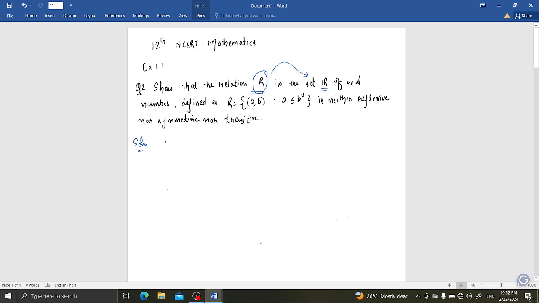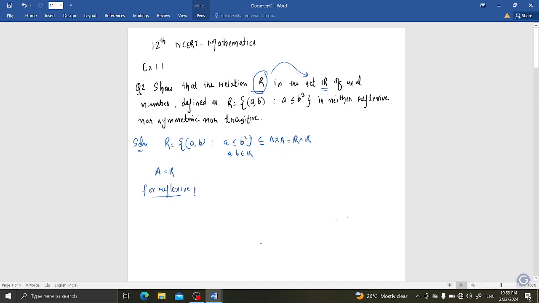Okay, so what is the relation? The relation is that the ordered pair (a, b) has to be here if they satisfy this property, where a and b both are real numbers. Here the set A is the real numbers, so obviously this is a subset of A cross A, that is a subset of R cross R. Now for reflexive.